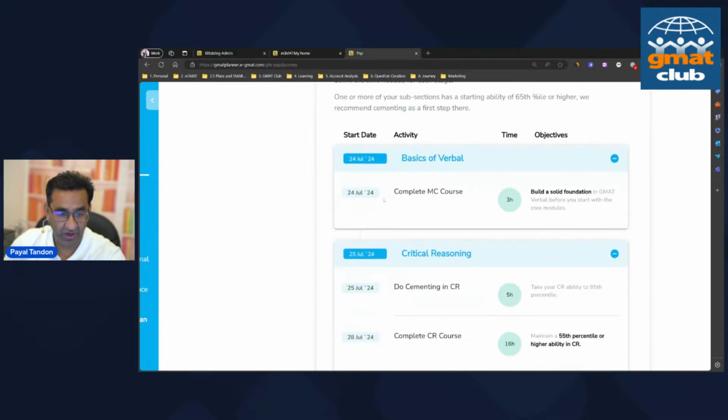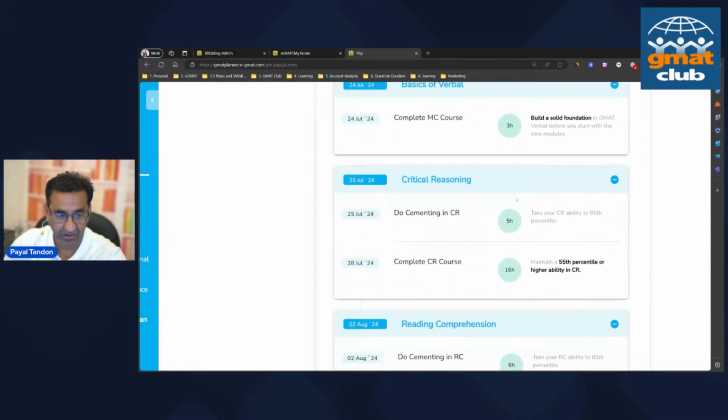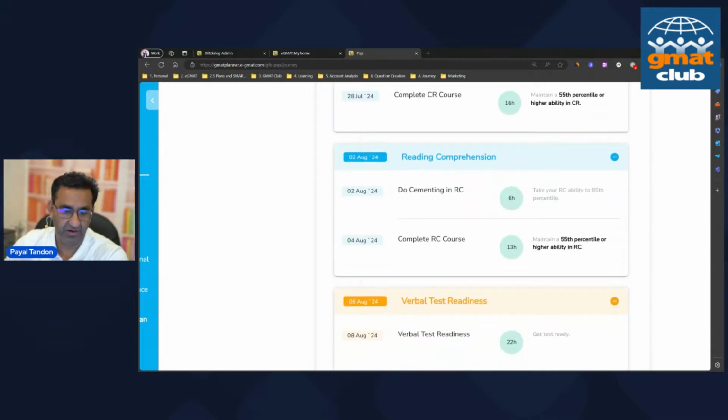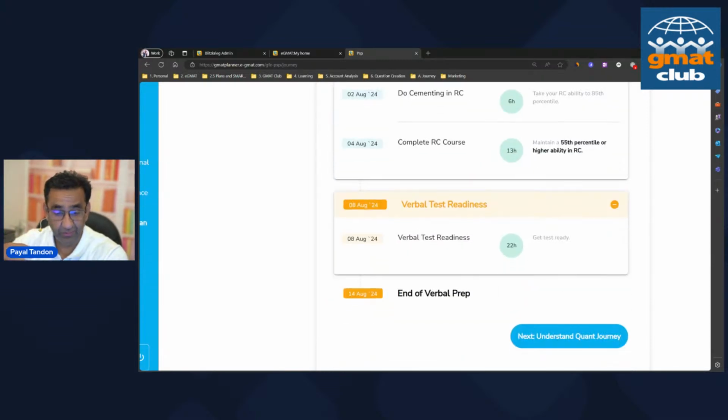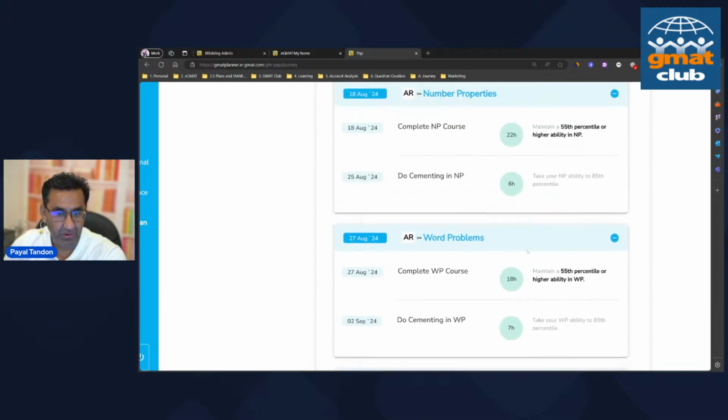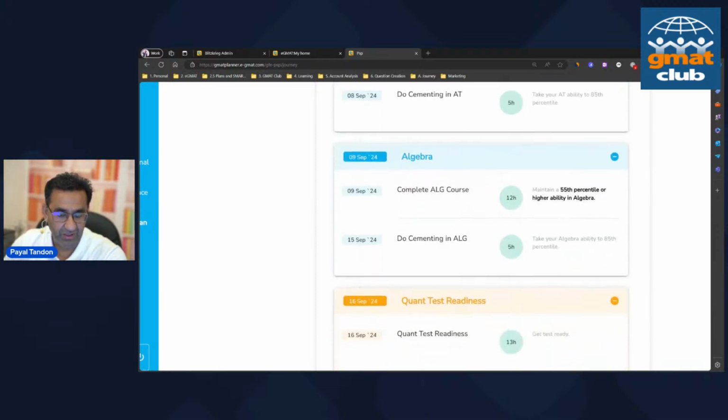You can see when you start your verbal course, how many hours you spend on it, how long you spend on cementing, and then how much time you need to spend on just learning or cementing the basics in CR, and do the same thing in RC here. Now, these estimates include all sorts of test readiness, the time required to take mocks and everything. When you understand the quant journey, same thing over here, and you do the same thing with DI as well.